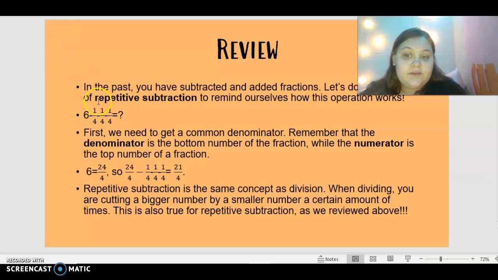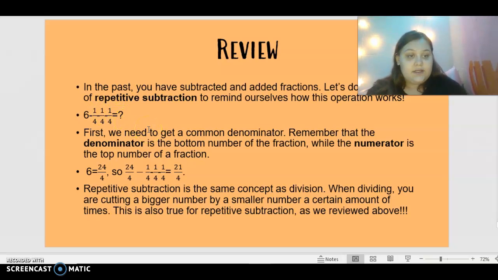So we're first going to start with this example, but first we need to remind ourselves of a few vocab words. The first one is denominator. If you notice, the denominator is the bottom number of a fraction. The numerator is the top number of a fraction. So in the case of 1/4, the denominator is the 4 because it's on the bottom, and the numerator is the 1 because it's on the top of the fraction.